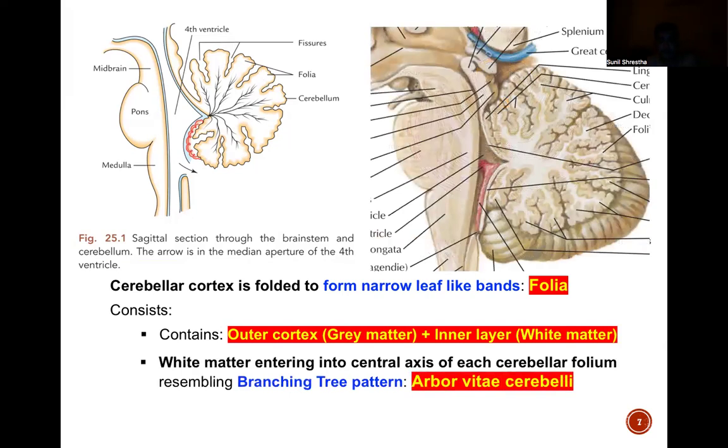And white matter entering into the central axis of each cerebral folium, resembling a branching tree-like pattern, and this pattern is called the arbor vitae cerebelli. So this branching pattern of the cerebellum looks somewhat like a tree. Okay, and this individual structure is the folia. The folia are also made up of gray matter and inner white matter.